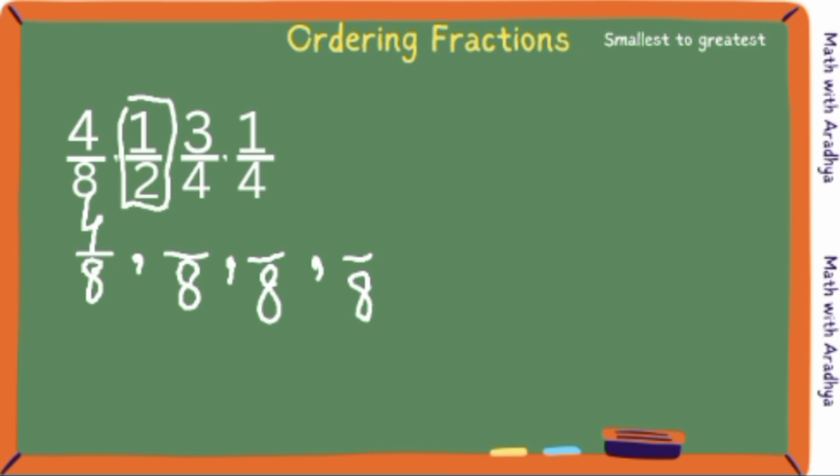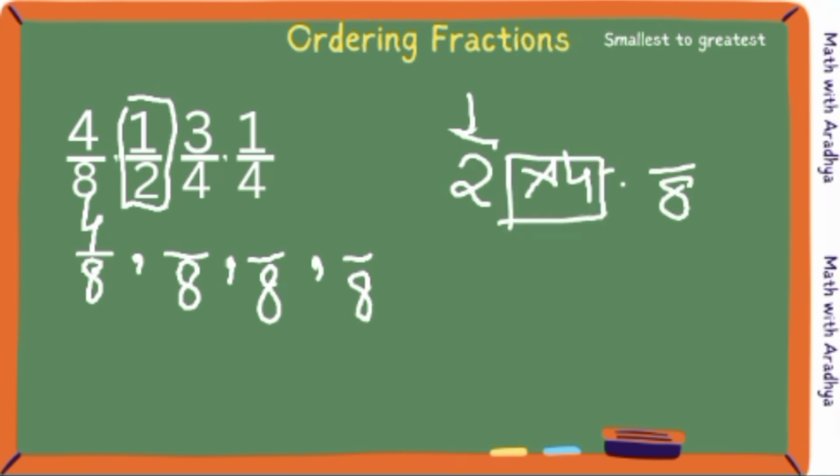Then for our second fraction, 1/2, we have the denominator of 2. We need to see what we multiply with 2 to get 8 as our denominator. If you multiply 2 with 4, we get 8. Whatever we multiply in the denominator, we need to multiply the same in the numerator. So 4 times 1 is equal to 4, so the numerator of that fraction should be 4.